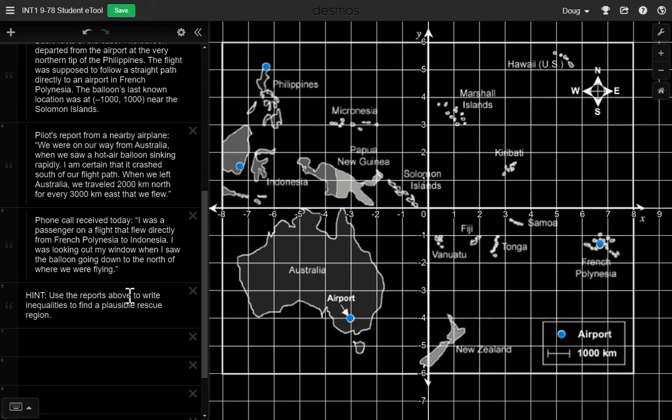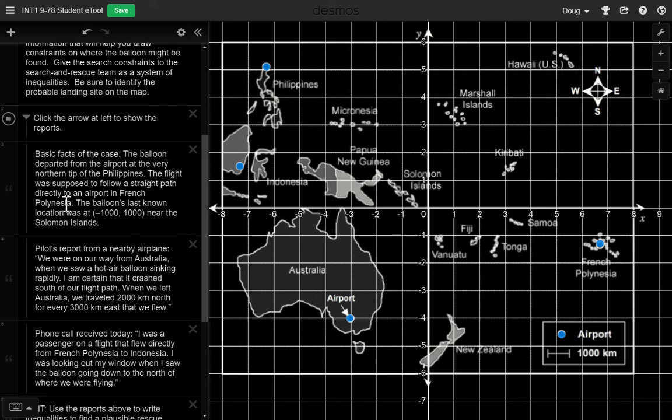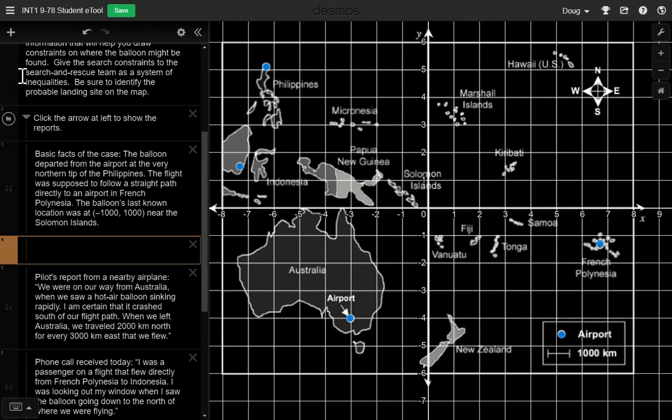And it says, hint, use the reports above to write inequalities to find a possible rescue region. So where are we at? One of the things you can do is when you've got one of these selected, you can hit plus and then do an expression like this. And it's going to graph this right below this. So if I'm looking at this, my first one went from the Philippines to, what does it say? Yes, it went from the Philippines on a flight path straight to French Polynesia.